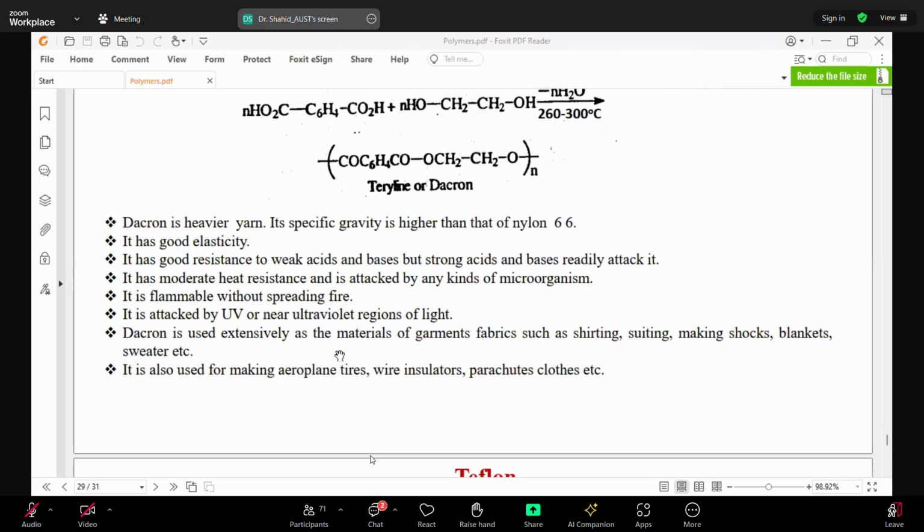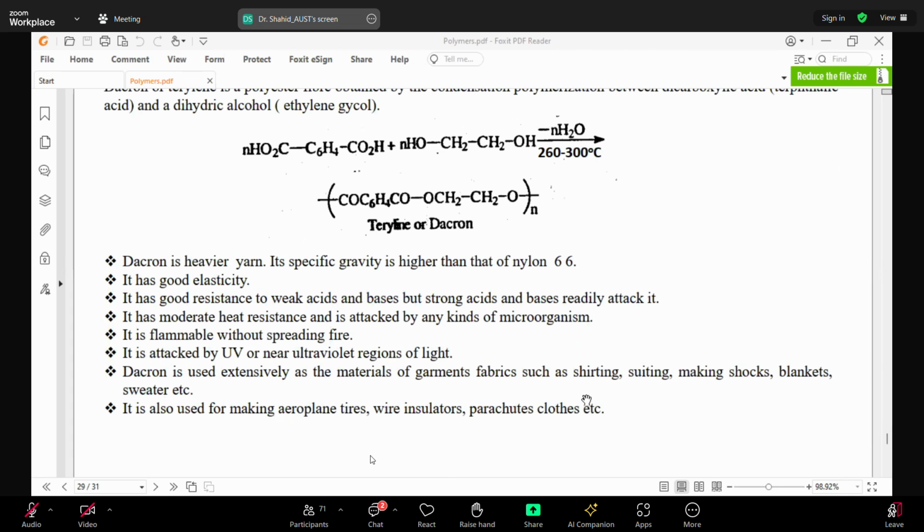Dacron is used extensively as a material for garment fabrics, such as shirting, suiting, making socks, blankets, sweaters. It is also used for making aeroplane tires, wire insulators, and parachute cloth. Understand? The very important use is as a material for garment fabrics, such as shirting, suiting, socks, blankets and sweaters. So this is a very important material for the garment fabric industry.